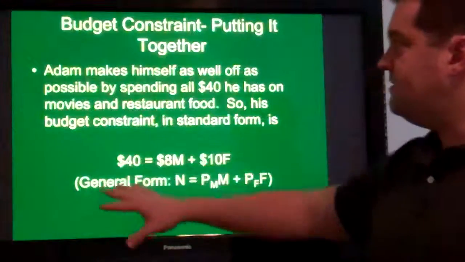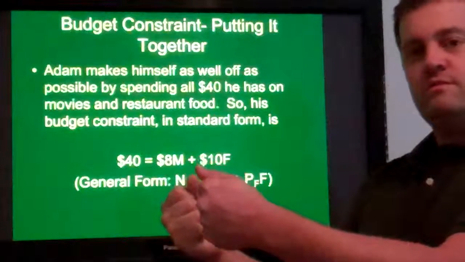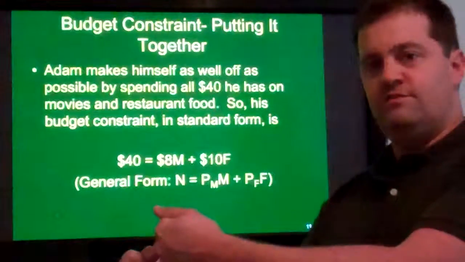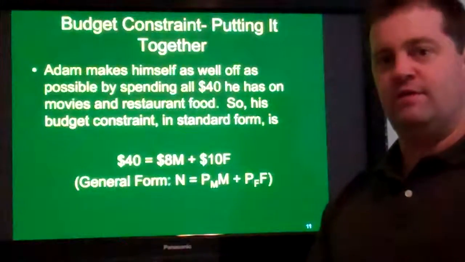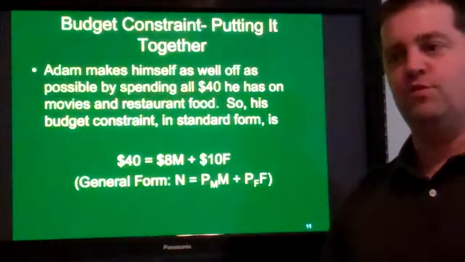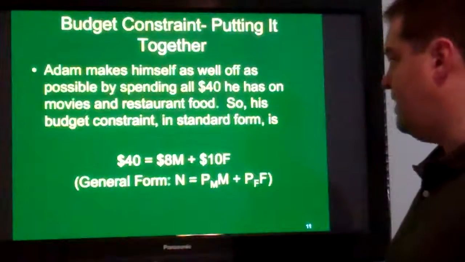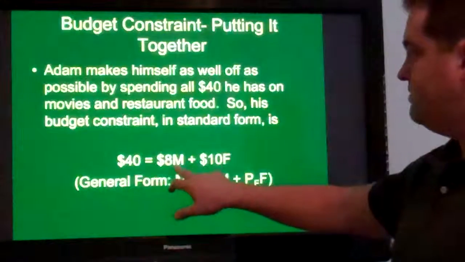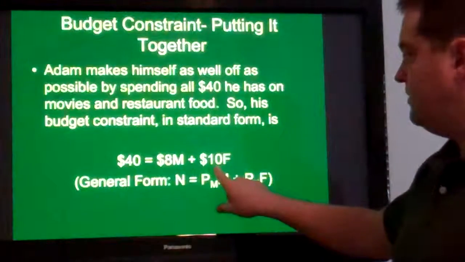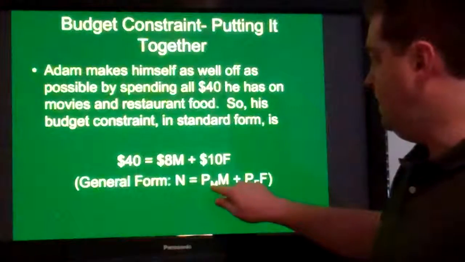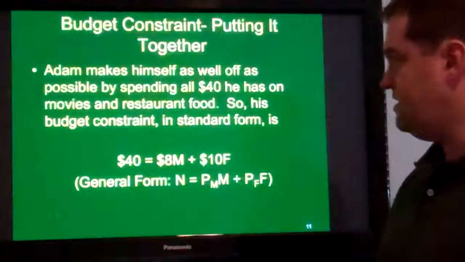So now we've got two terms that have to equal his income, right? We've got the amount that he spends on movies, the amount that he spends on food. Together those have to equal his income. And right, here's the amount that he spends on movies, here's the amount that he spends on food. If we add those two up, they equal his income.